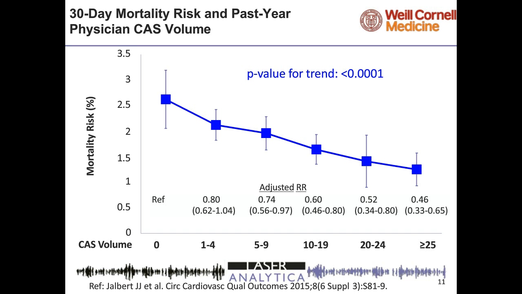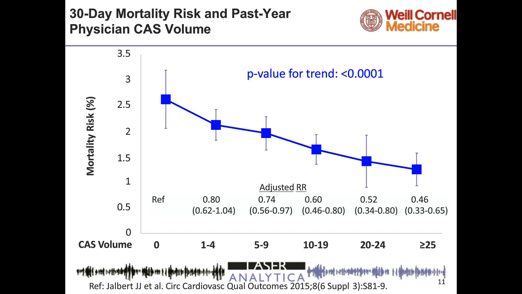And what we found was that patients who were being seen by physicians who had done fewer procedures in the past year had a higher risk of mortality, right? And you see it's a pretty nice linear line. And then right in the middle, you have the adjusted relative risk. What we see is that even after we adjusted for patient and other provider level factors, the association between physician volume and mortality persisted.